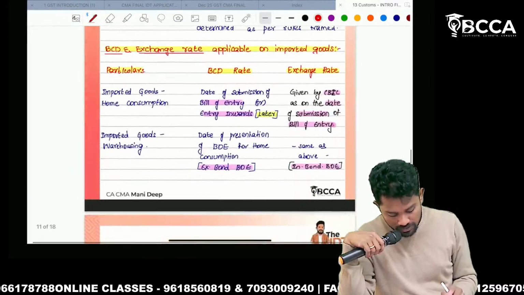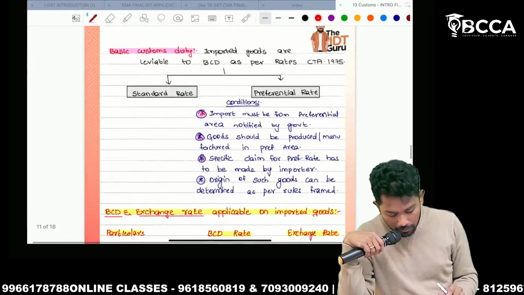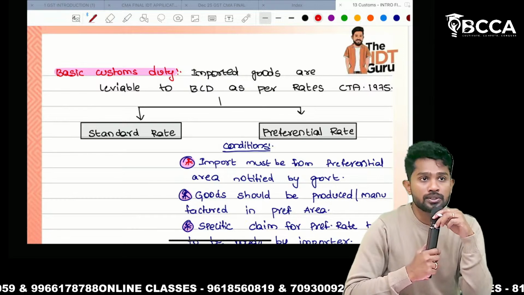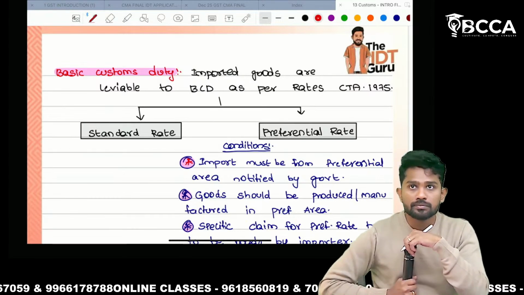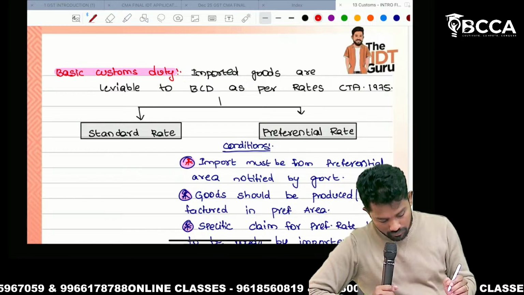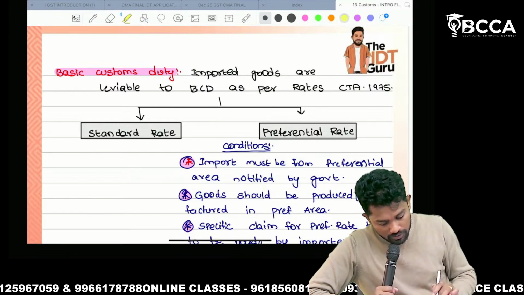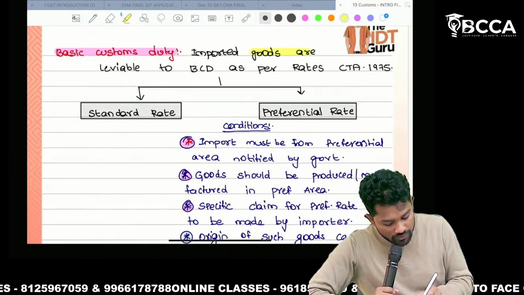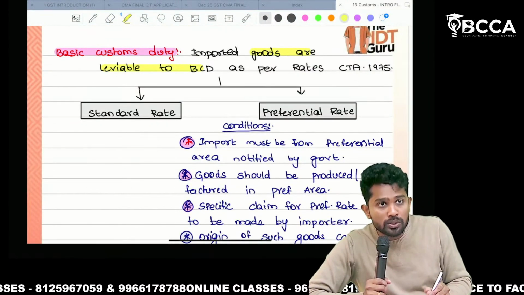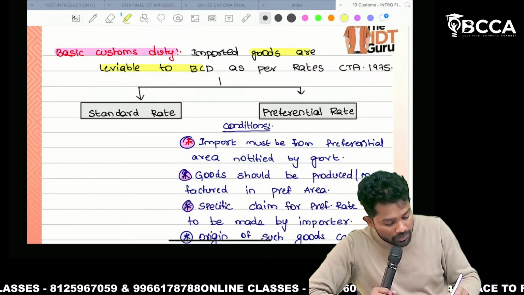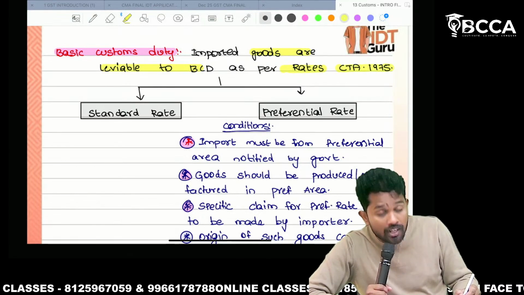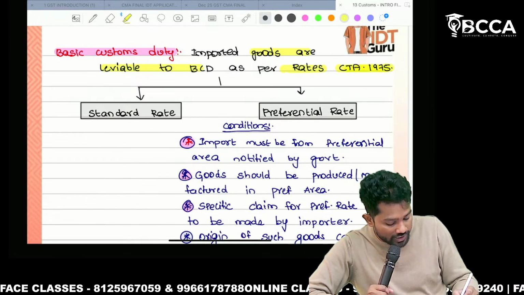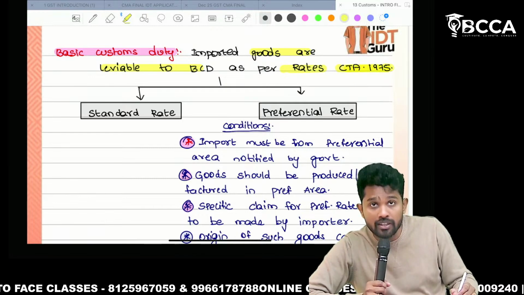So first we'll be starting with what? BCD, Basic Customs Duty. Out of this, first we are studying BCD. Imported goods are leviable to BCD. On imported goods, BCD has to be levied as per the rates mentioned in CETA. CETA means what? Customs Tariff Act. So from the rates mentioned in the Customs Tariff Act, you can levy customs duty.